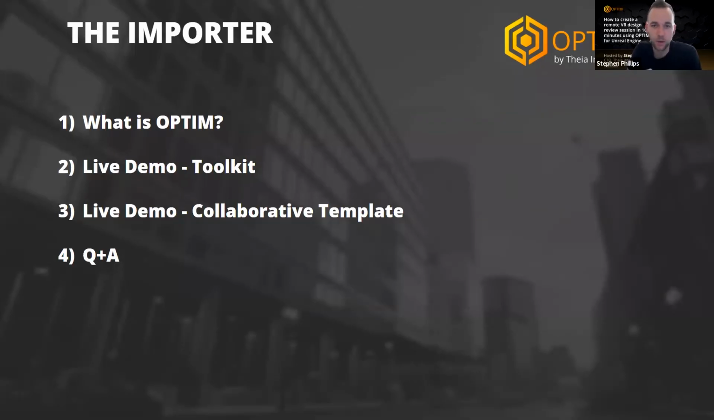So first, I'm going to go over the overview of Optim. What is it, and how much do we cover? And then there's going to be a live demo of our toolkit functionality, which is both an in-editor tool and also the gateway into our collaborative templates. And then I'll go into more on how to set up our collaborative templates and show you the exact process and a few heads up on how it might work in your workflow.